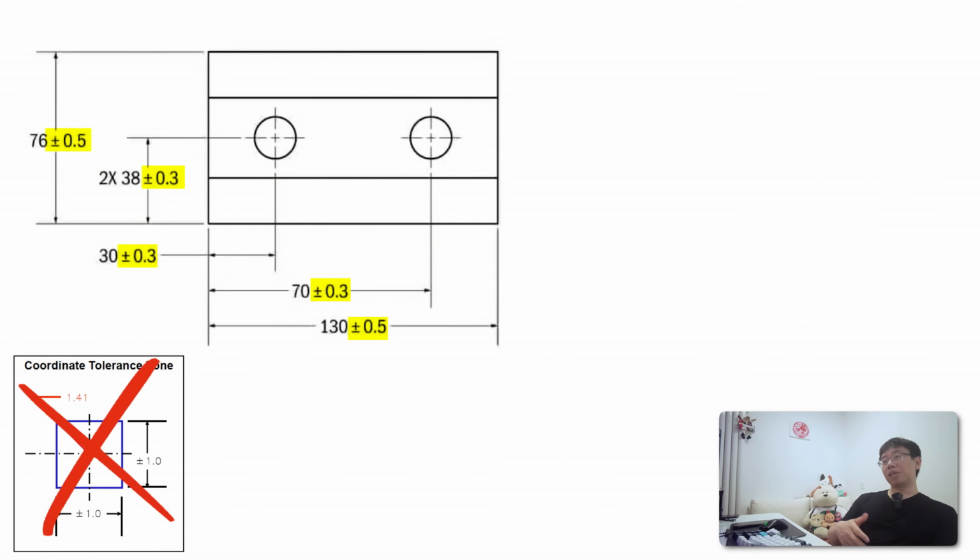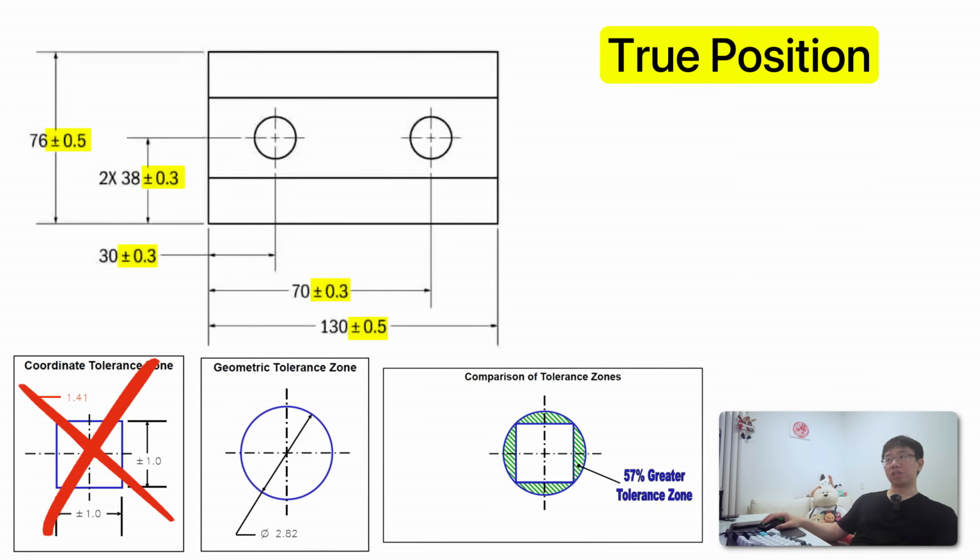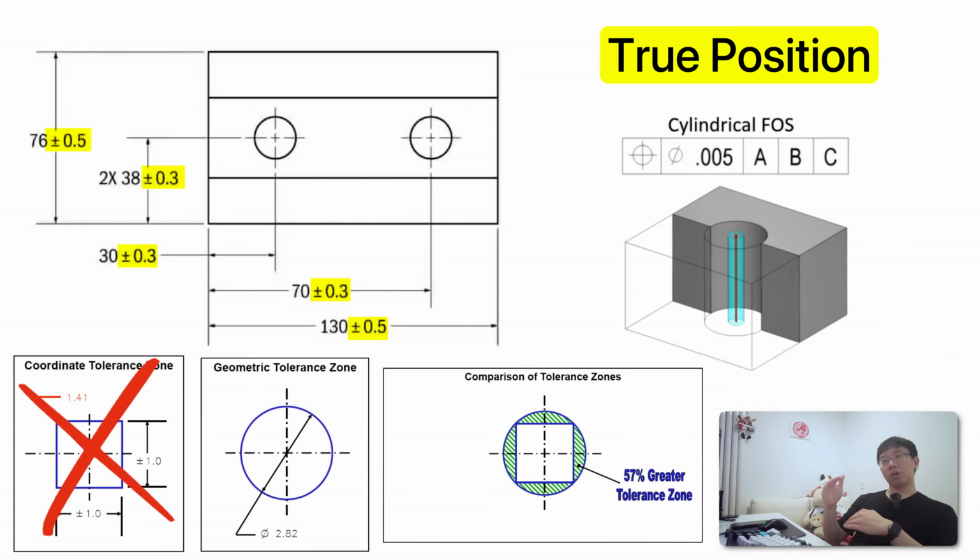To solve this, geometric dimensioning and tolerancing recognizes this problem and introduces a type of tolerance called true position, which allows for a three-dimensional circular tolerance zone and can therefore lead to a part being cheaper to manufacture. I'll very likely make a separate video about tolerances in the future because it definitely deserves one.